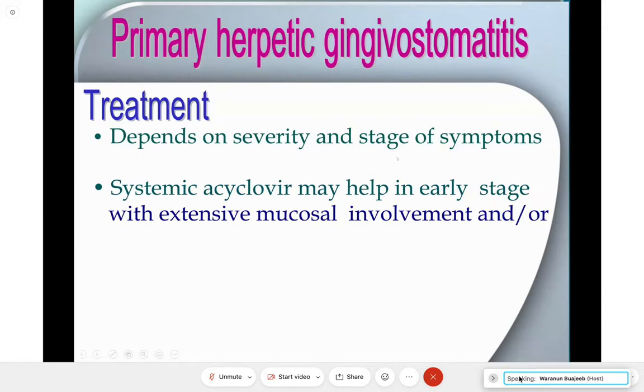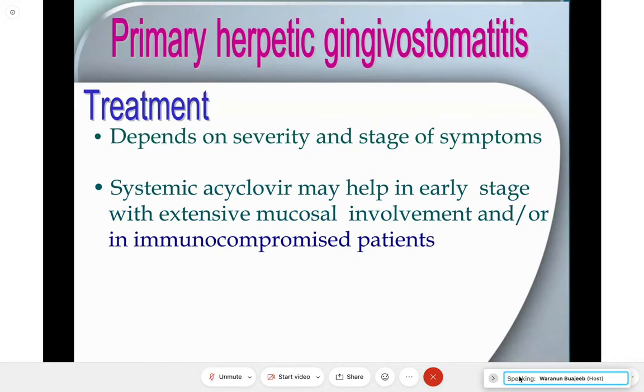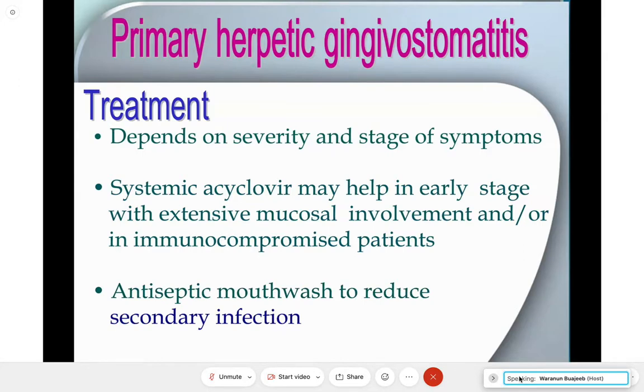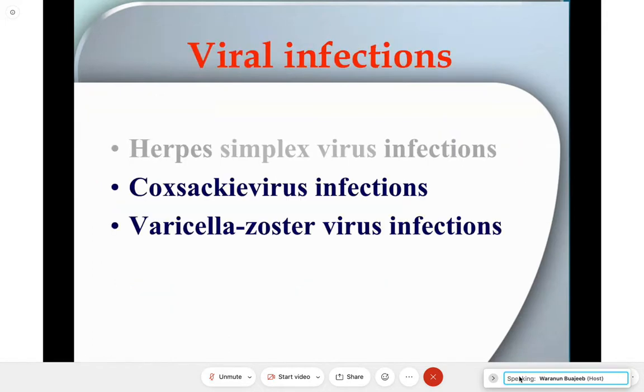And if it's not so severe, you don't need to give systemic antiviral like systemic acyclovir. But if the lesion is very extensive, systemic acyclovir can help the patient. So it means that if the patient is immunocompromised, it's quite necessary to give systemic antiviral. And to reduce secondary infection, you can also prescribe antiseptic mouthwash. I talked about herpes simplex virus infection already, type 1 and type 2, with similar appearance in the oral cavity.